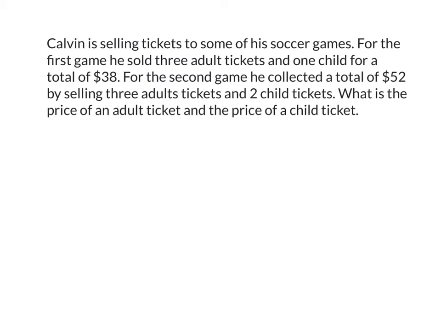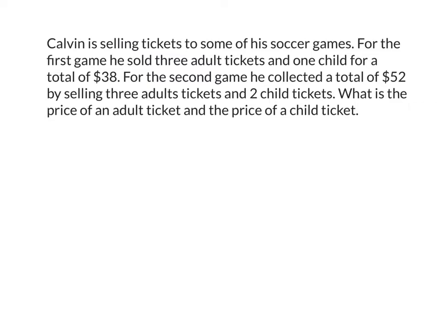Calvin is selling tickets to some of his soccer games. For the first game, he sold 3 adult tickets and 1 child ticket for a total of $38. For the second game, he collected a total of $52 by selling 3 adult tickets and 2 child tickets. What is the price of an adult ticket and the price of a child ticket?